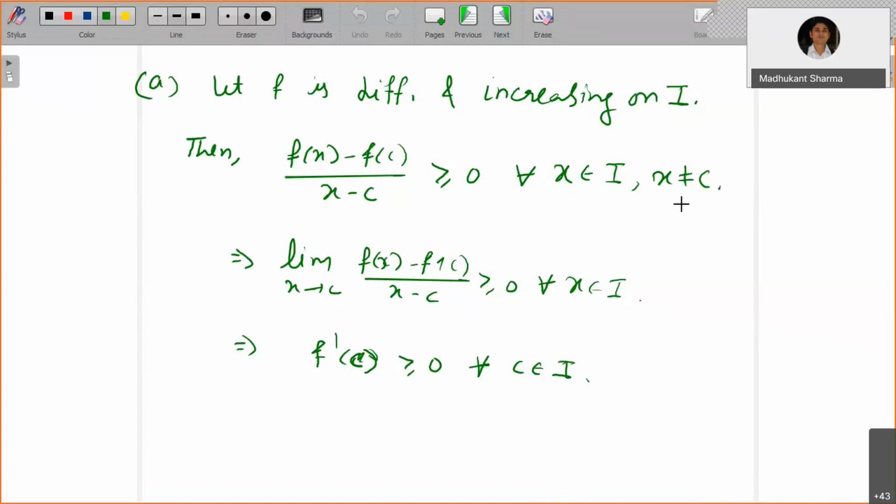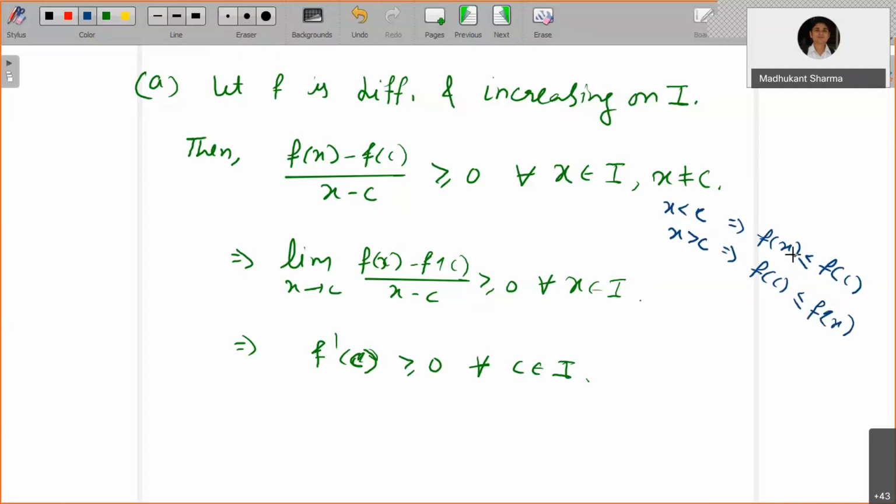Whenever x is not equal to c, there are only two cases, either x less than c or x greater than c. So x minus c is negative in one case, and x minus c is positive in the other. Since f is increasing, x less than c implies f of x is less than or equal to f of c, and x greater than c implies f of c is less than or equal to f of x.